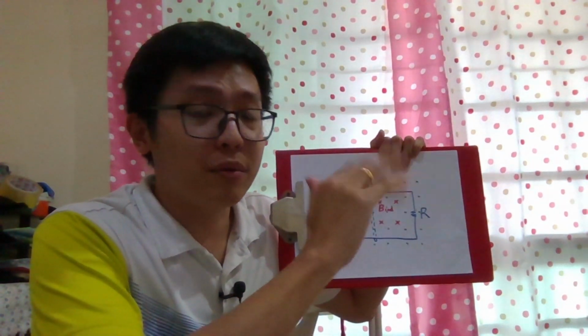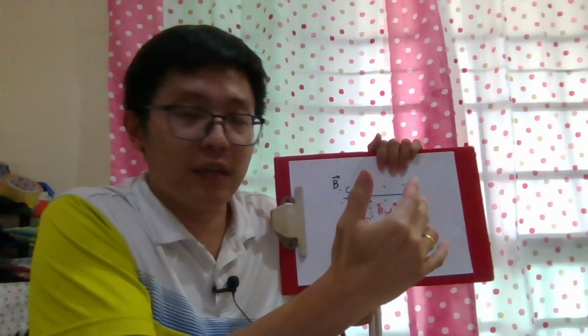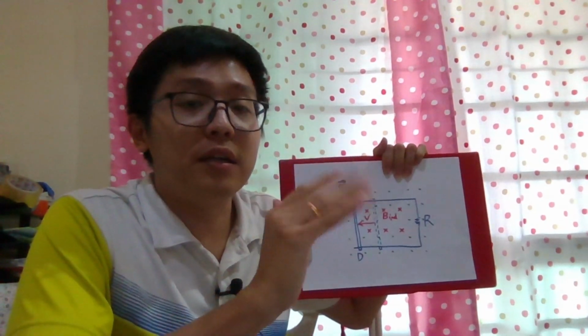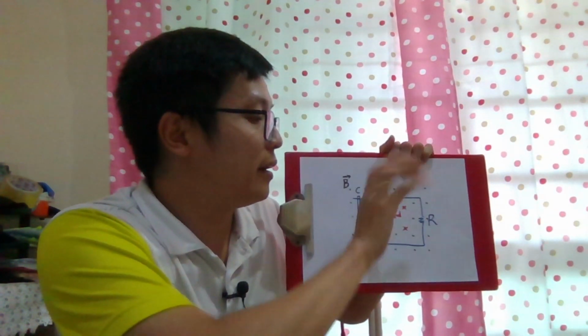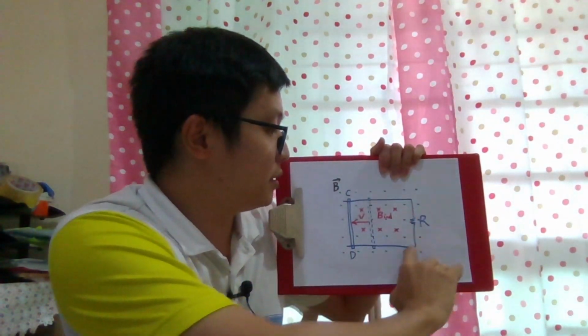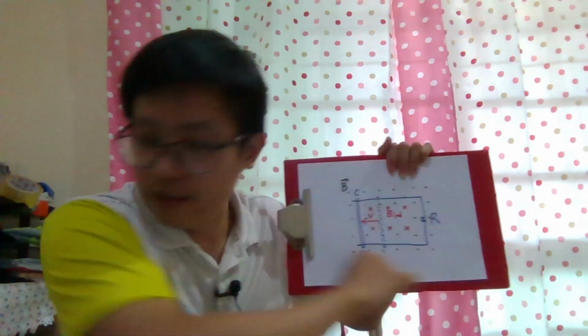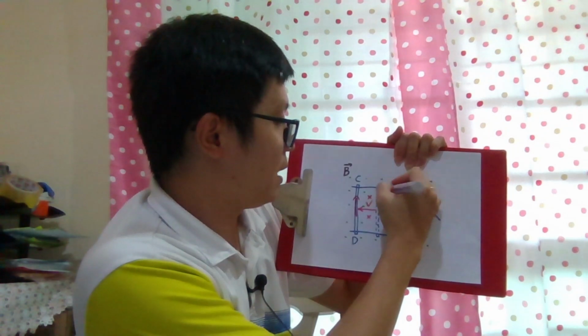So I use my right hand grip rule. The finger is the induced current, and the thumb is the induced magnetic field. My induced magnetic field goes into the paper, so my induced current is clockwise. My induced current is clockwise in the coil.